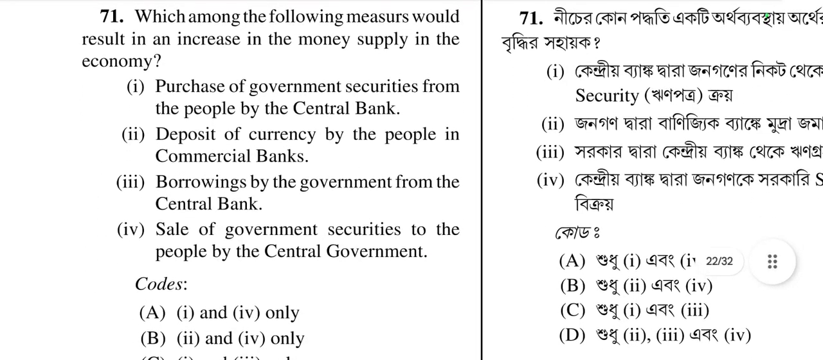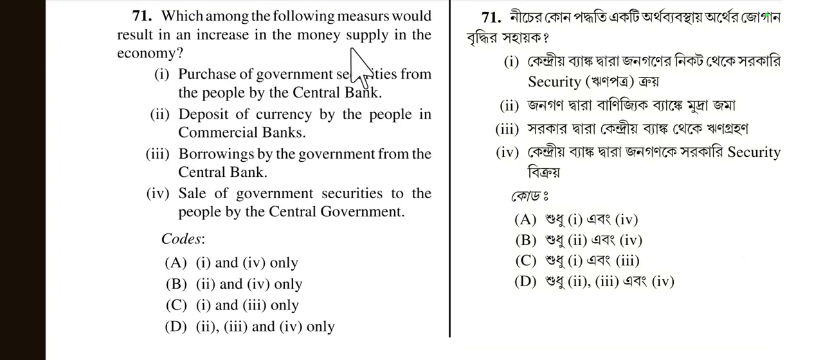Then come to question number 71. Which among the following measures would result in an increase in the money supply in the economy? First is purchase of government securities from the people by the central bank. If the central bank purchases government securities from the people, then the money supply in the economy increases, because people get money from the central bank when they sell their securities to it. So money supply in the economy rises.